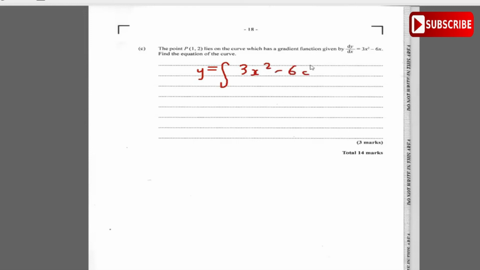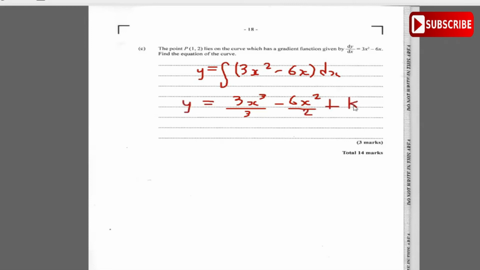All right, that's how you do it. The integral of 3x squared minus 6x dx. Now when we integrate, we add 1 to the power, divide by the power. So we get 3x cubed over 3 minus 6x squared over 2. When you integrate, you always put plus a constant k. So that's the equation of the curve y.